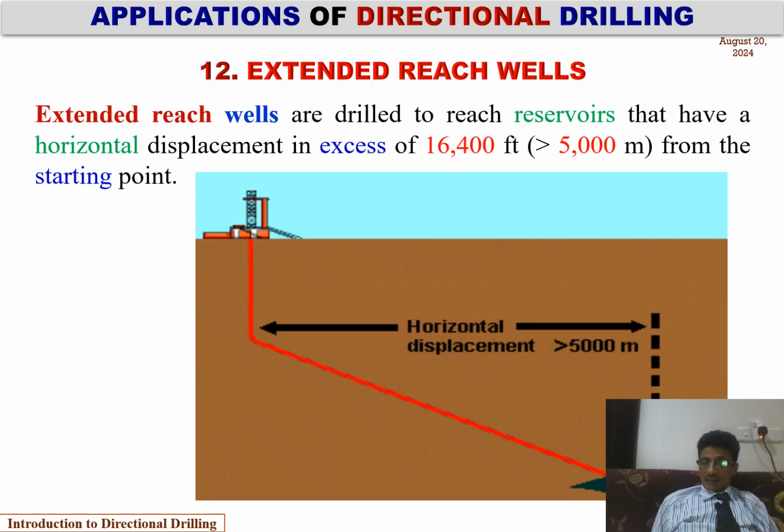Extended reach wells. Extended reach wells are drilled to reach reservoirs that have a horizontal displacement of more than 5,000 meters from the surface or from the starting point.